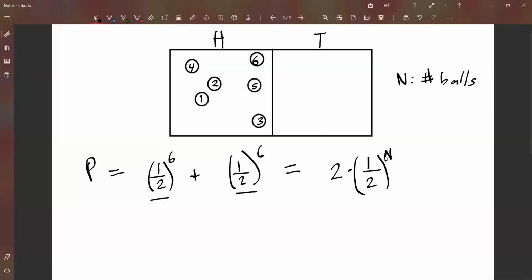So what is 1/2 to the 50th power? Let's see here. 1/2 in my calculator raised to the 50th power, and then I multiply that outcome by 2. The probability is basically 10 to the negative 15. That's 1,000th of 1 trillionth. Wow. So you can see that the probability of this outcome drops very rapidly as the number of balls increases.